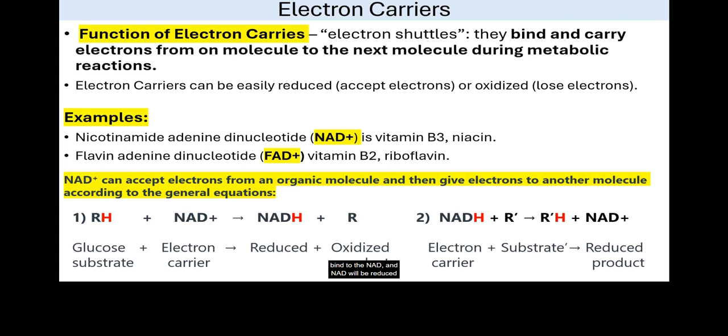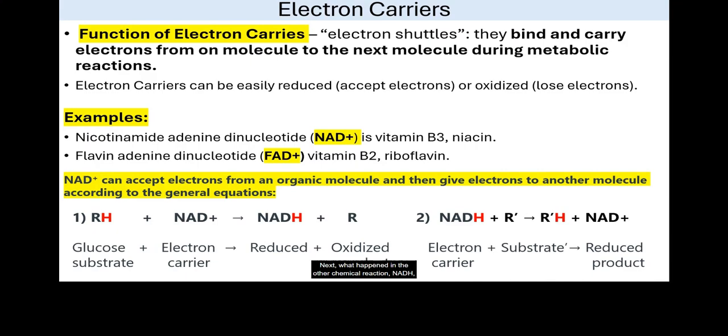And NAD will be reduced because it's accepting hydrogen, becoming NADH. And substrate becomes product, and the product will be oxidized. Oxidized means hydrogen is removed, not replaced on the oxygen. So in here, it's just not showing.